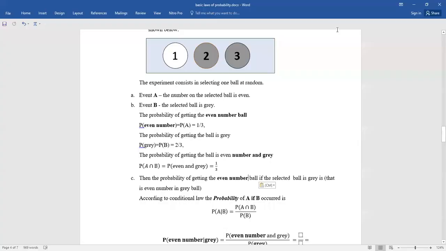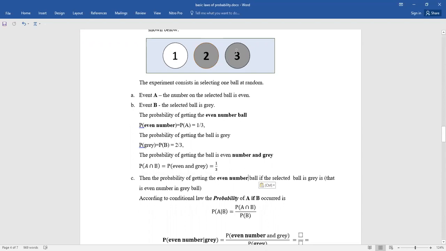So my question number 3: what is the probability you will get an even number ball, given that the ball is gray? Now the sample space has become smaller. I want to select a ball that is an even number, but from the gray balls only. From the 2 gray balls, I want to select the ball that is an even number. There is only 1 even number, so out of 2 balls, 1 even number: 1 over 2. You can do this directly.